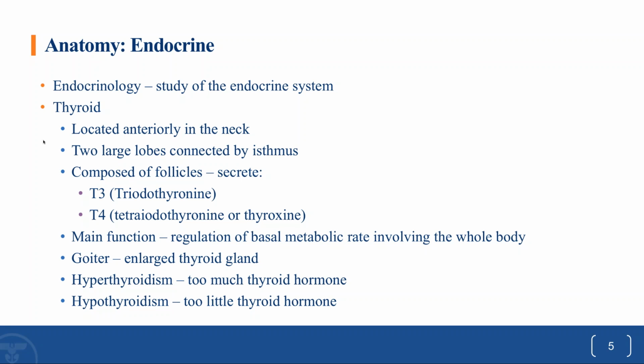And two terms, hyperthyroidism and hypo. So hypo means low or little, and hyper means overproduction of the hormone.